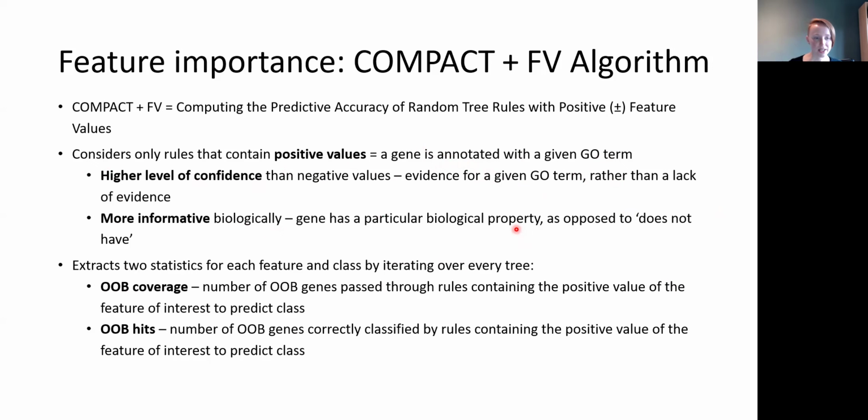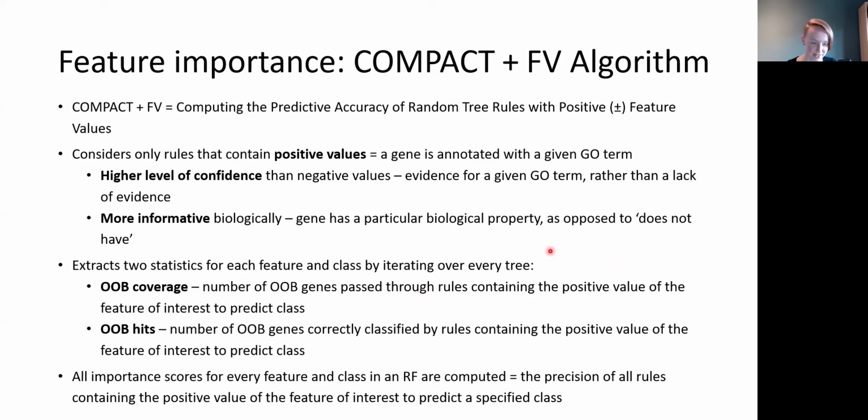In order to calculate this, it extracts two statistics for each feature and class over each tree. So it calculates something called the out-of-bag coverage, or OOB coverage, which is the number of genes that are passed through a particular rule containing a positive value to predict its class. And also out-of-bag hits, which is the number of genes that are correctly classified by rules containing the positive value. I will visualize this in a second, so if that doesn't make sense, don't worry too much. It will be easier to see once we see the little diagram.